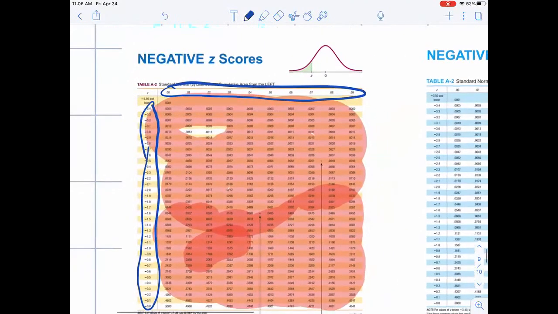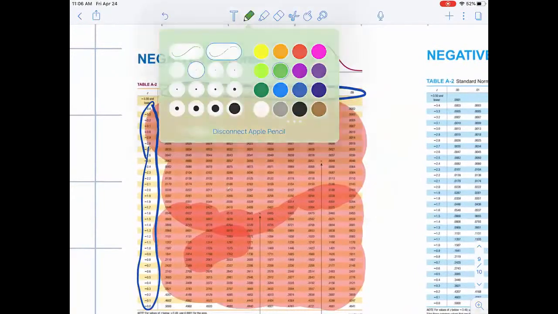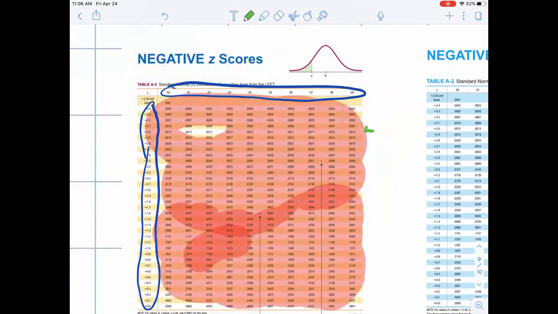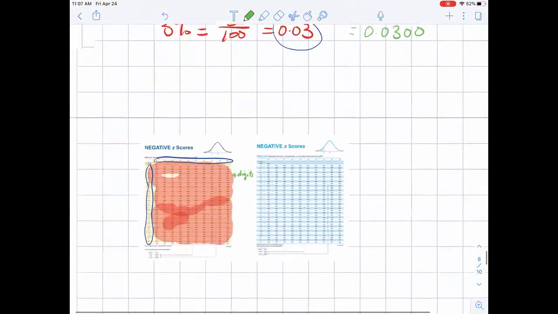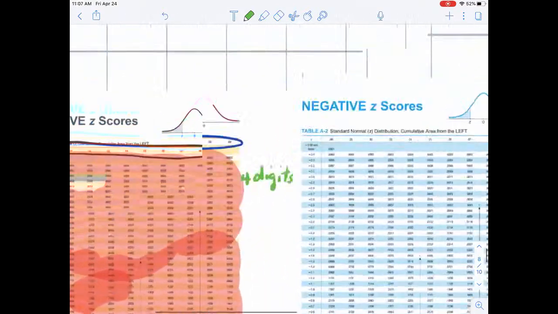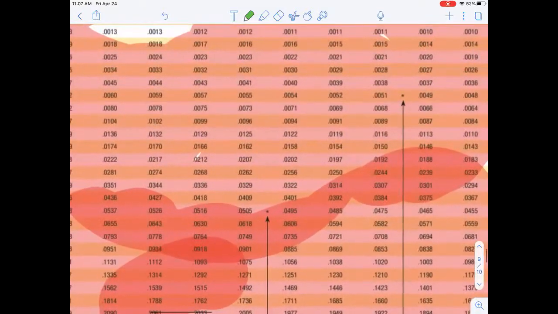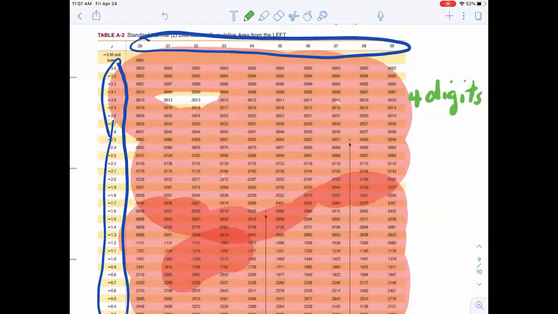Now notice that these are 4-digit decimal values. So usually what I recommend is write this as 4 digits, 0.0300. So we're going to look up in here for 0.0300. Let me change color. The closest thing I found is 0.0301.